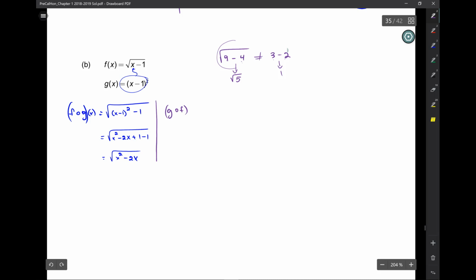Okay? So g of f of x. Wait, what's f of g of x? The one in the blue is f of g of x.